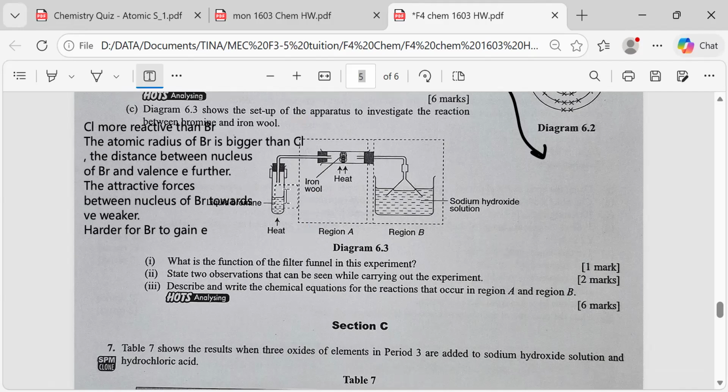And then, okay, this one is for six marks, so what can you say? Chlorine has 3 shells, bromine has 4 shells. Understand or not? So you just add one more sentence. Chlorine, 3 shells. Bromine, 4 shells.